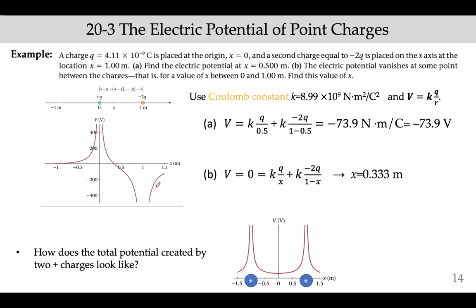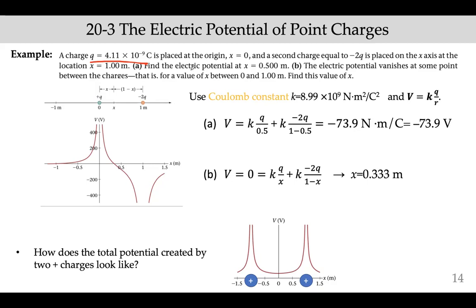In this example, we have two charges, plus Q and negative 2Q, and the value of Q is given here. One of them is placed at the origin. The other one is placed at 1 meter. The first part of the question is: find the electric potential at x equals 0.5 meters.